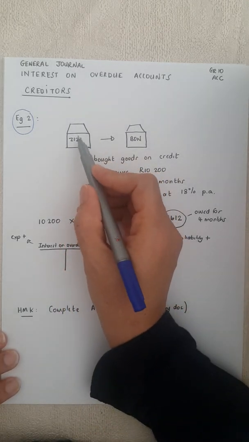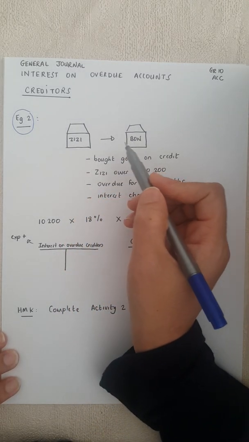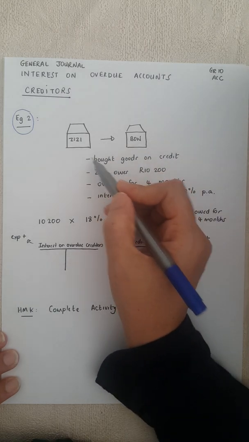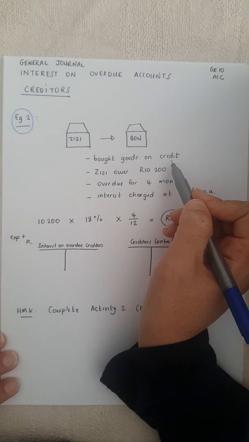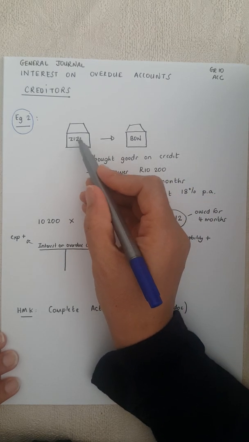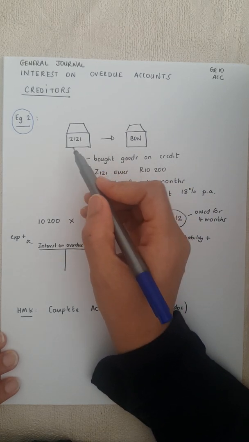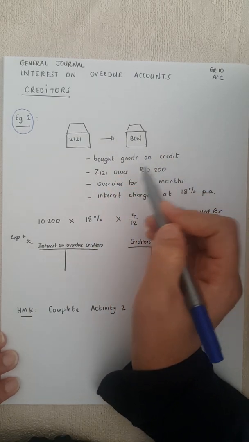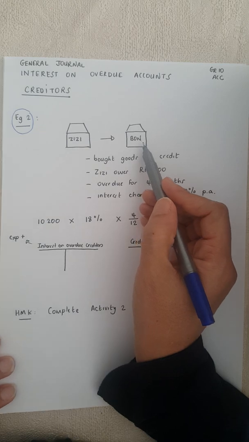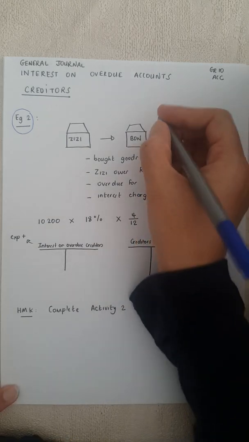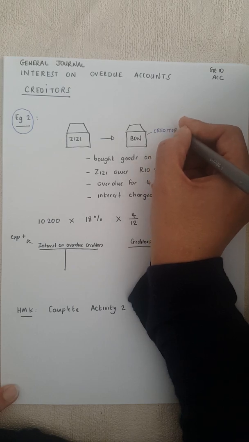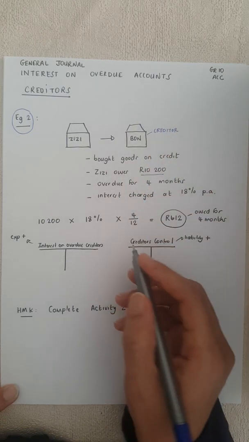Right, so we have ZZ Traders in that example that went to Bond Traders. They bought goods on credit, which means they didn't pay any cash. So ZZ is the company we're working from. We're doing the books of ZZ. They went to Bond and bought goods on credit, and they're owing 10,200 Rand to Bond. So Bond has become their creditor, and they're owing 10,200 Rand.